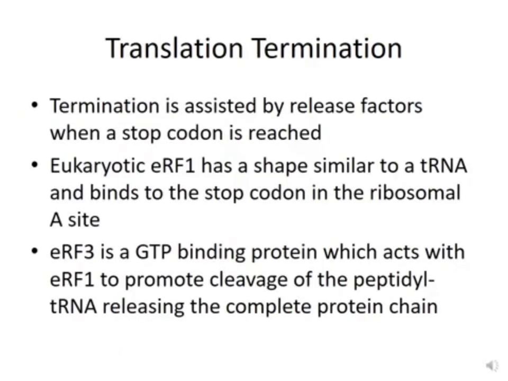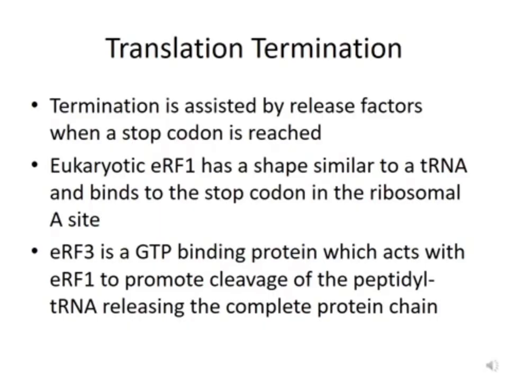Once all the required amino acids are added to the growing polypeptide chain, we reach the last phase of protein translation, which is translation termination. Termination is assisted by factors similar to initiation and elongation factors called release factors. These release factors are employed once the codon on the mRNA is a stop codon. Eukaryotic release factor 1 has a shape that is similar to tRNA, and it binds to the mRNA to stop the codon in the ribosomal A site.